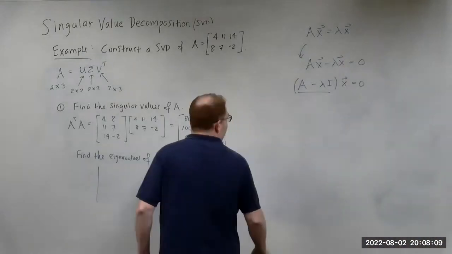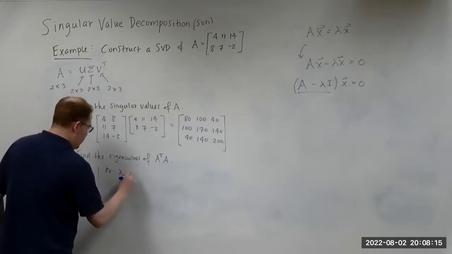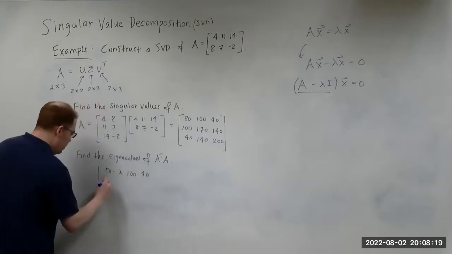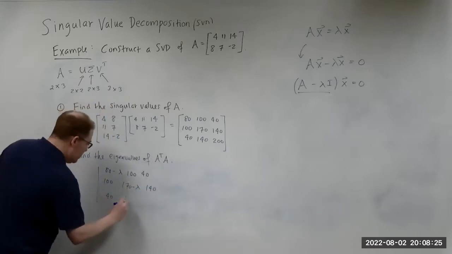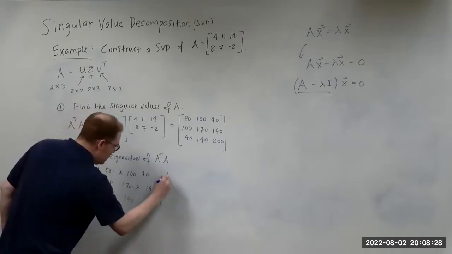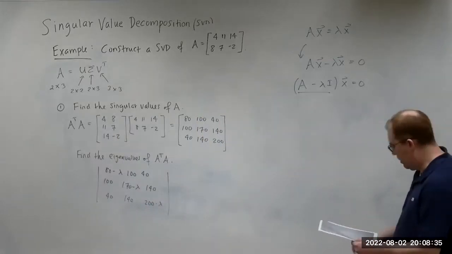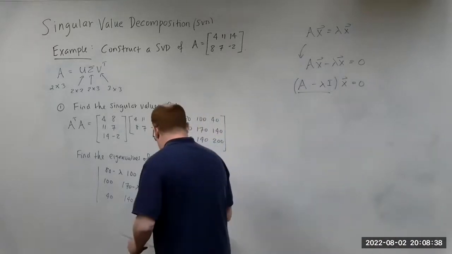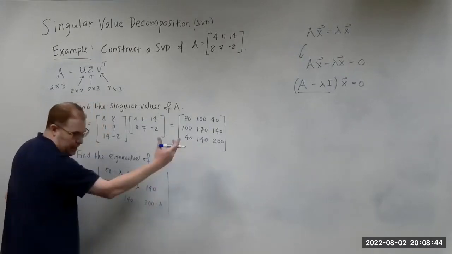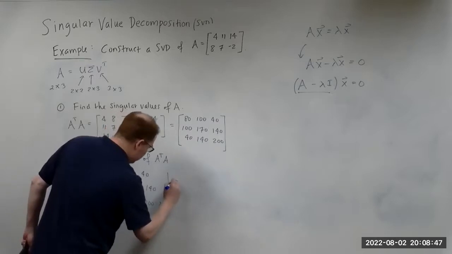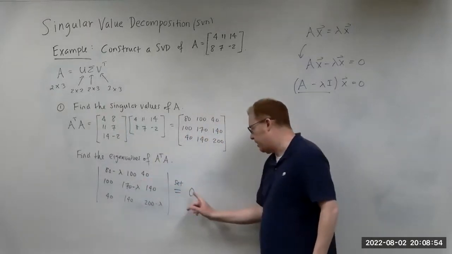Okay. But anyway, that is what we're going to do here. So we're going to take 80 minus lambda. And just double check myself, make sure I didn't make any errors here. Okay, so this is the determinant of A minus lambda I, where this is not A, but A transpose A. So, by the way, this is just another notation. Basically this is just saying that we're taking this and setting it equal to 0.